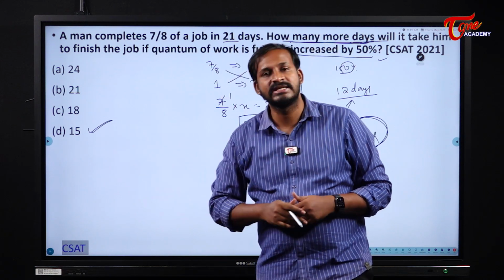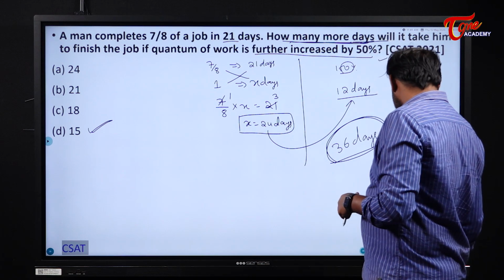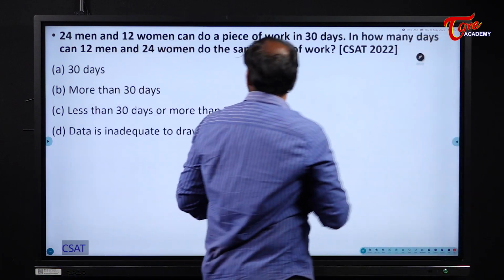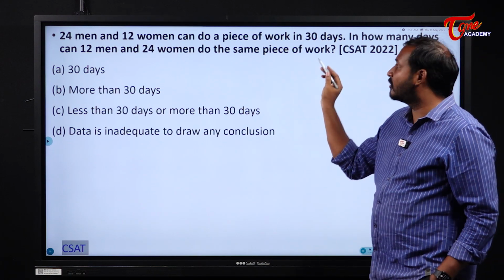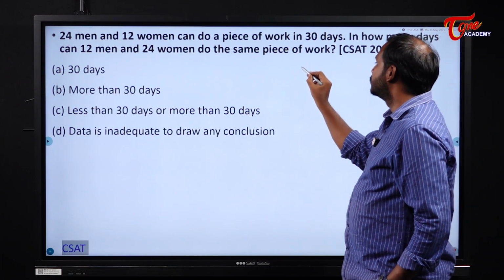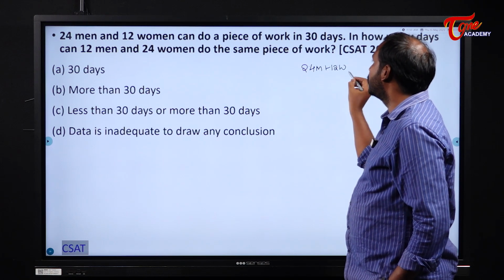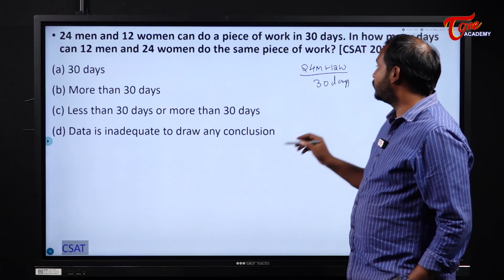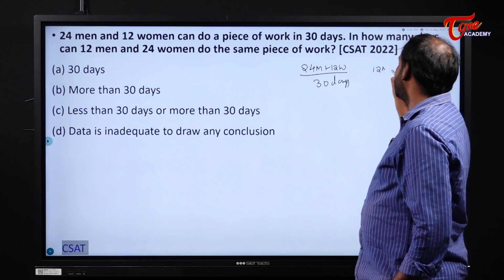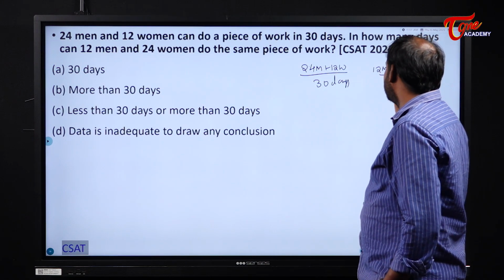You will get the answer as 15. Understood? Next one. So, in this question, see here, 24 men and 12 women can do a piece of work in how many days? 30 days. Okay. So, 24 men and 12 women can do the work in 30 days for us. Next, in how many days can 12 men and 24 women do the same piece of work?